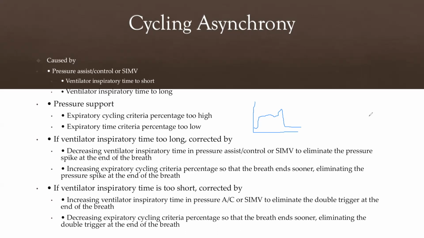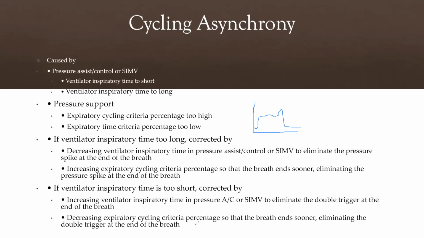If you see a spike at the end of inspiration, the patient needs a shorter I time. How do you get a shorter I time with pressure support? Tijan? Increase flow cycle off. Very good. Okay, and then the next one is talking about double triggering, increase I time to eliminate double triggering. We talked about that one already.